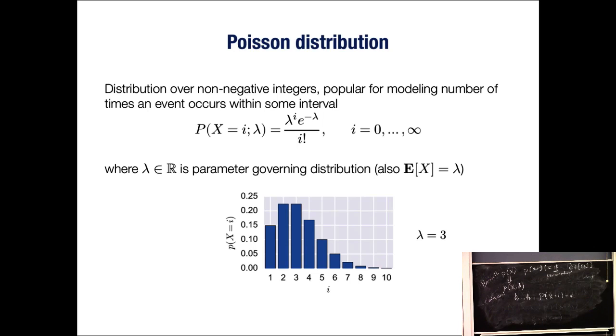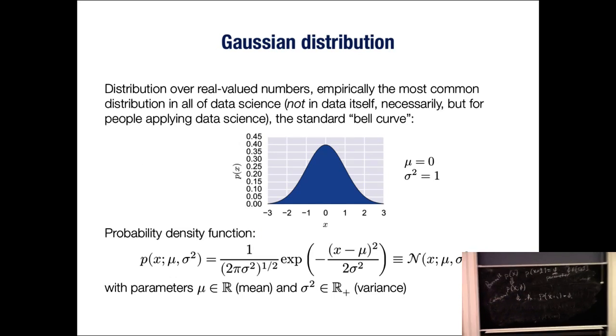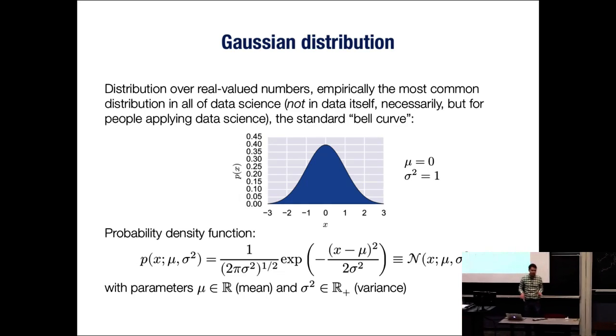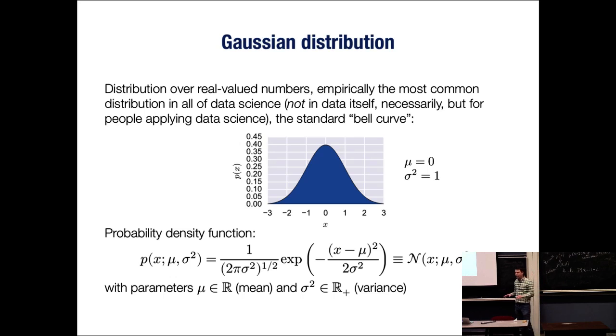OK, so now let's move to the most common distribution you're going to see for continuous random variables, which is the Gaussian distribution. And when I say most common, I want to be very careful here. I mean most common in people doing data science, not in the actual data itself. Oftentimes variables are not Gaussian, but people will still use Gaussian assumptions on them, for better or for worse. But in terms of the algorithms you will see, it is by far the most common distribution to use when you have real valued data.